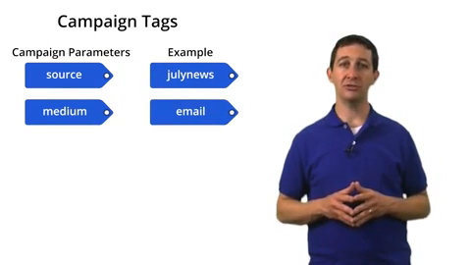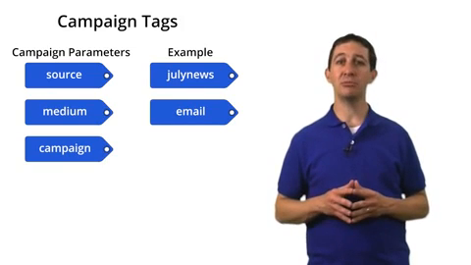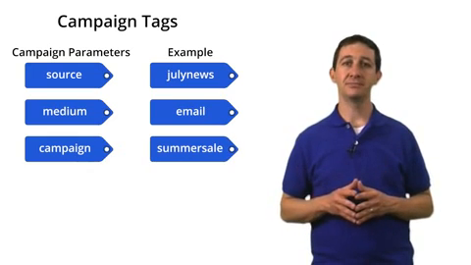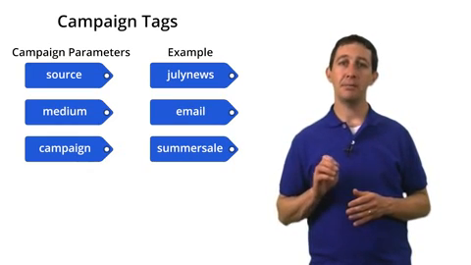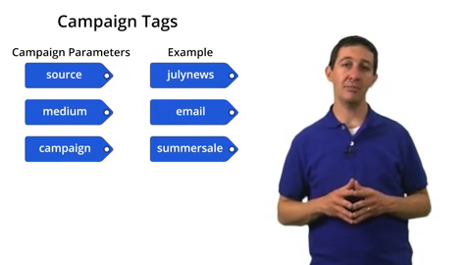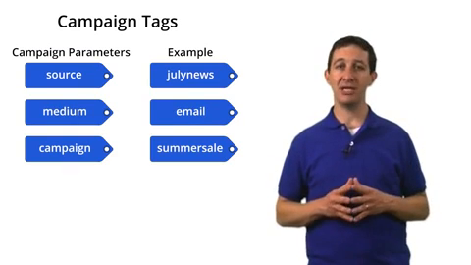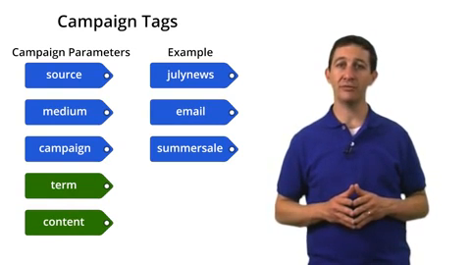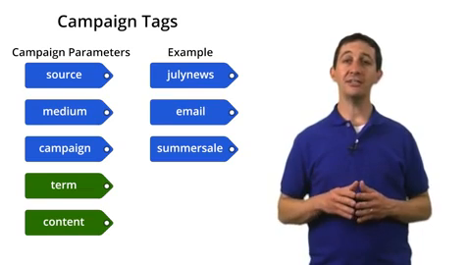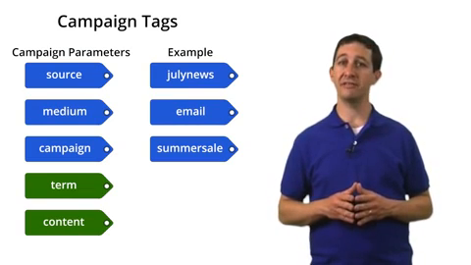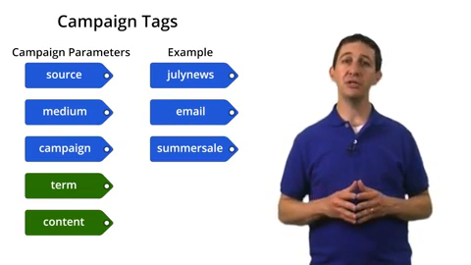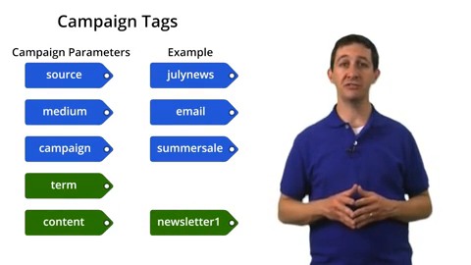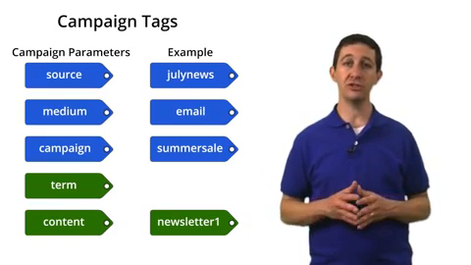Another campaign tag is called campaign. Use this to name your marketing campaigns. For the newsletter, you might set this to summer sale. You should always use the campaign, medium, and source tags when tracking a campaign. The last 2 campaign tags are optional, term and content. Term identifies the keyword for paid search campaigns. The content tag can be used to differentiate versions of an ad. For example, if you have 2 different versions of an email newsletter, you can use the content tag to differentiate visits from newsletter version 1 and newsletter version 2.